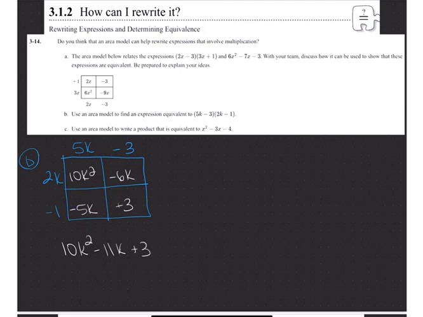So this is equivalent, whoops, sorry, my bad, wrong one. This one is equivalent to this one, right?